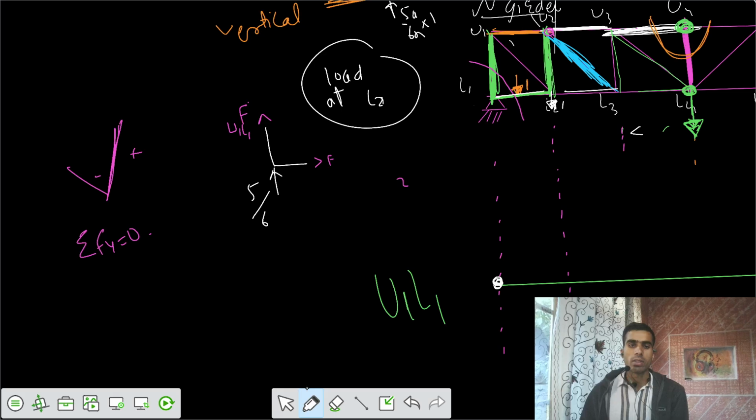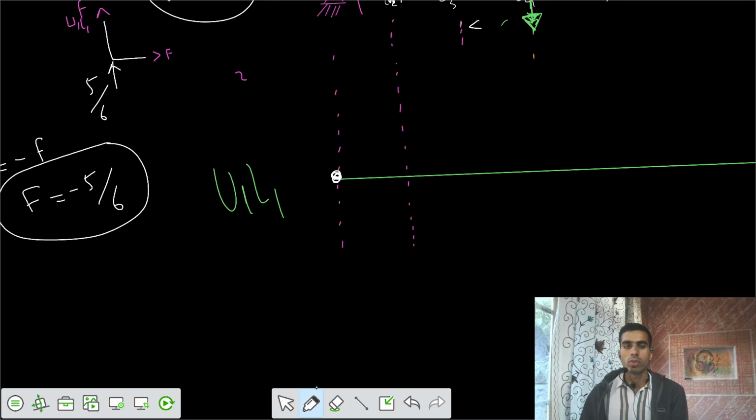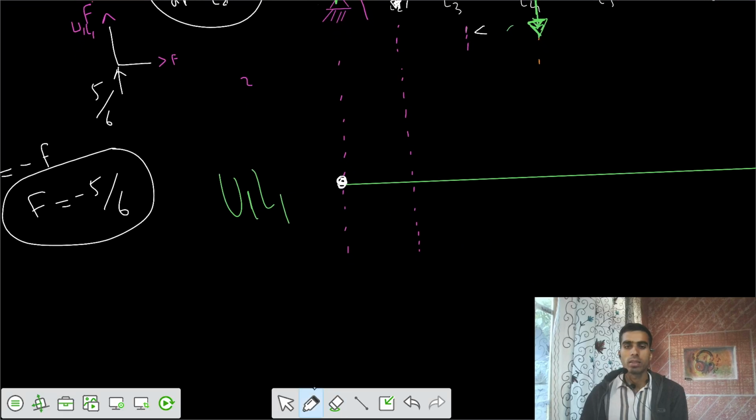So summation Fy equals 0. So 5/6 equals minus F, that force. So I would say that force is minus 5/6. Can you say that force is minus 5/6? So it is a negative value, and I know that the critical location is at that location, so minus 5/6.